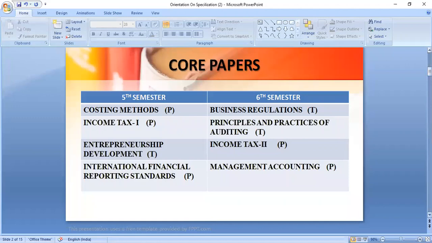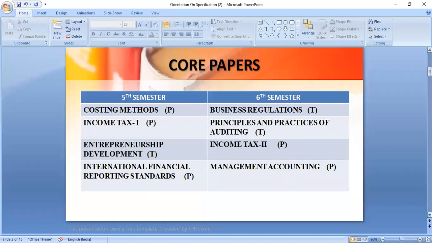If you observe against each of these subjects, you will see alphabets P and T. P stands for practical subjects where you will have problems. You'll have to calculate problems, and T stands for a theory subject. Okay, so starting with the first one, which is costing methods.